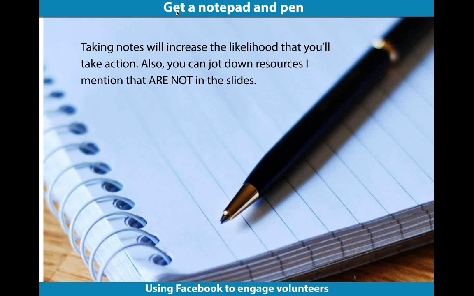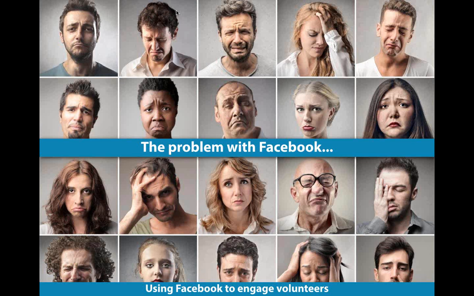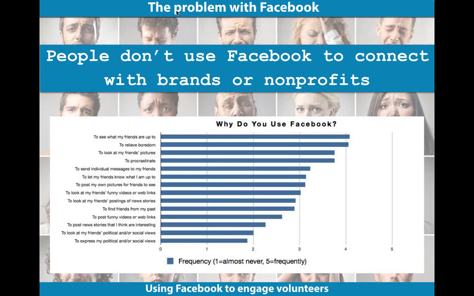There is a problem with Facebook, okay? And the problem with Facebook isn't the algorithm and the fact that they're a public company and they're taking everybody's money and they just want to sell you ads. That's not really the problem. The problem is that people don't use Facebook to connect with nonprofits at all. Okay? And here's some research.